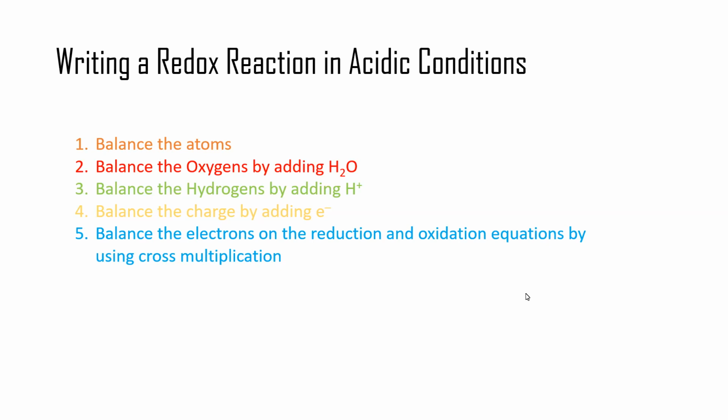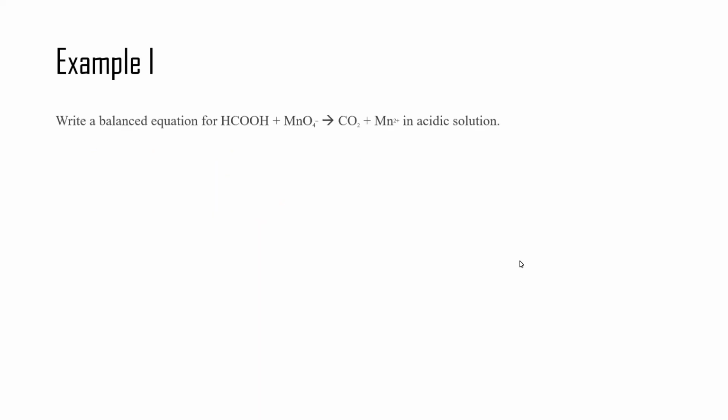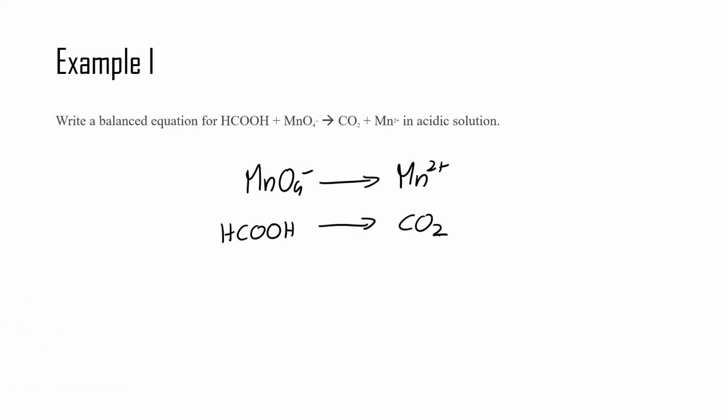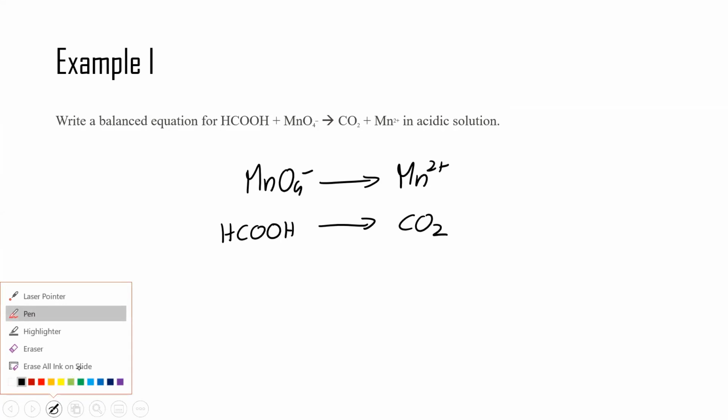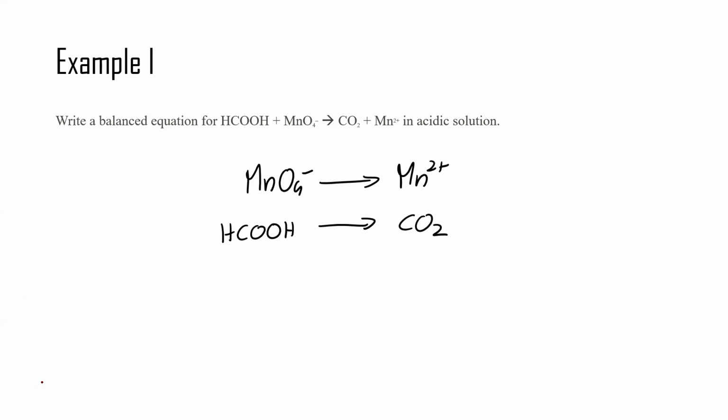Rather than explaining them here, why not go into an example and see what we can do? So here we have an equation of methanoic acid with permanganate to give carbon dioxide and then Mn2+. So let's delve into this. Let's start with MnO4- to give Mn2+, and methanoic acid to give CO2. Okay, so let's take a look first.